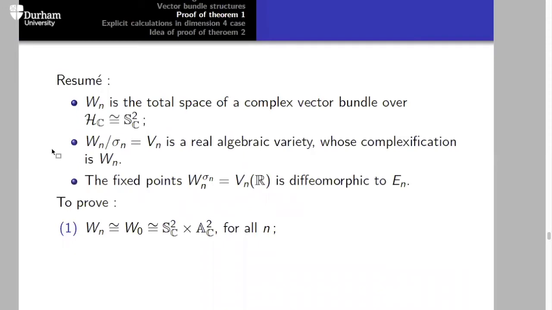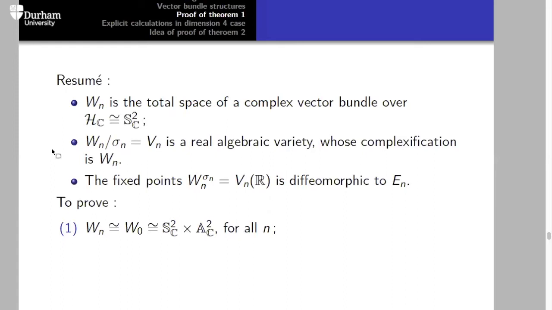Okay, so to resume, I have for each n, Wn, a total space of a complex vector bundle over S2 complexified. If I look at the quotient for sigma n, I get a real algebraic variety whose complexification is Wn. And if I look at the fixed points for the real structure, I get the real points of Vn, which is diffeomorphic to En. So in order to prove theorem 1, my goal is to show that these Vn's are all non-isomorphic, but their complexifications are isomorphic.